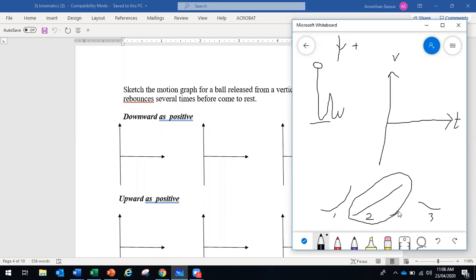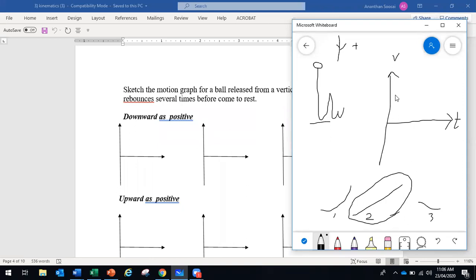Why? Because acceleration is increasing? No. Acceleration is constant. Very good. Acceleration is constant, so the gradient has to be constant. So the VT graph is going to be a straight line with gradient.